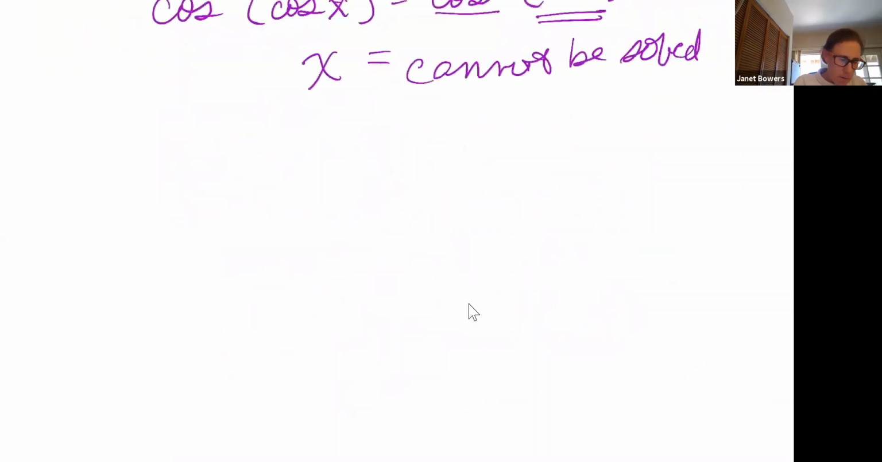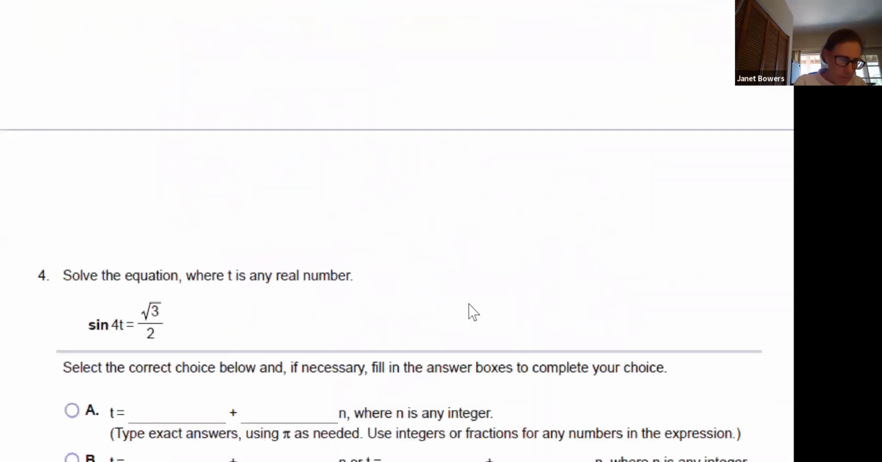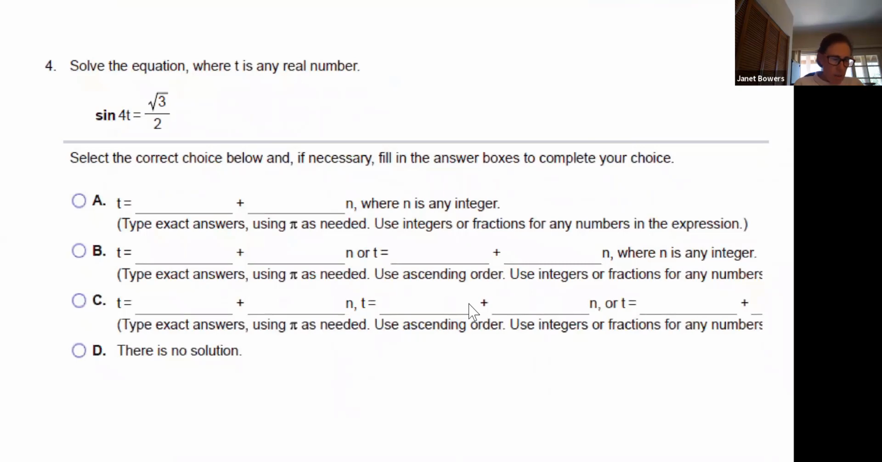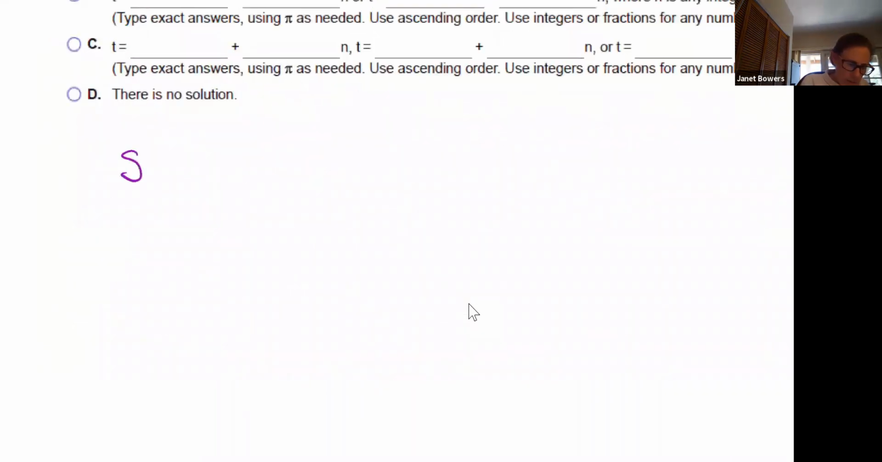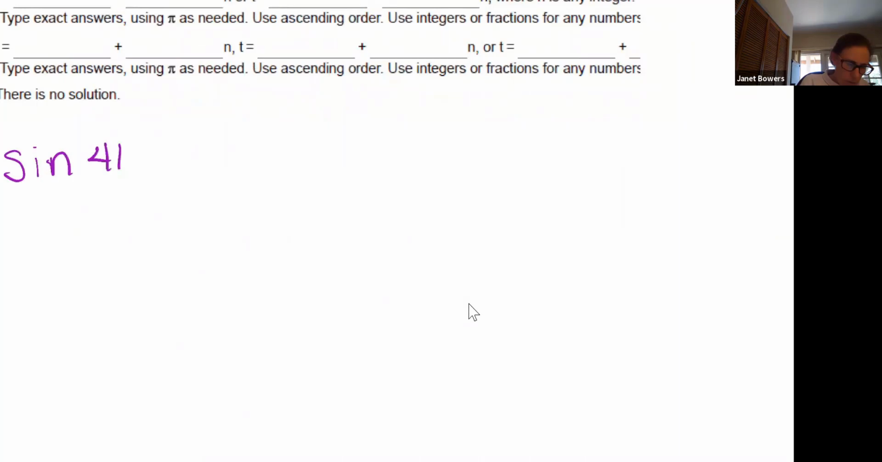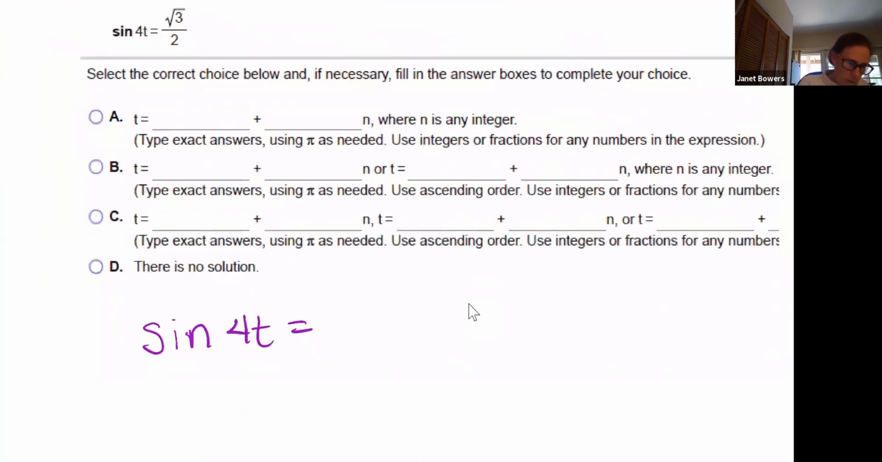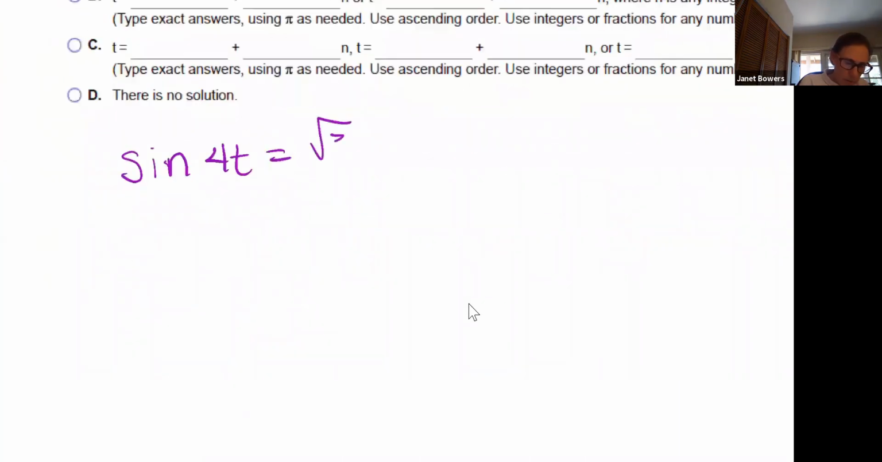All right, the fourth one. Solve the equation sine of 4t equals the square root of 3 over 2. In this case, what we need to do is first, we have the sine of 4t is equal to radical 3 over 2. Similarly, again, we want to take the inverse of both sides.